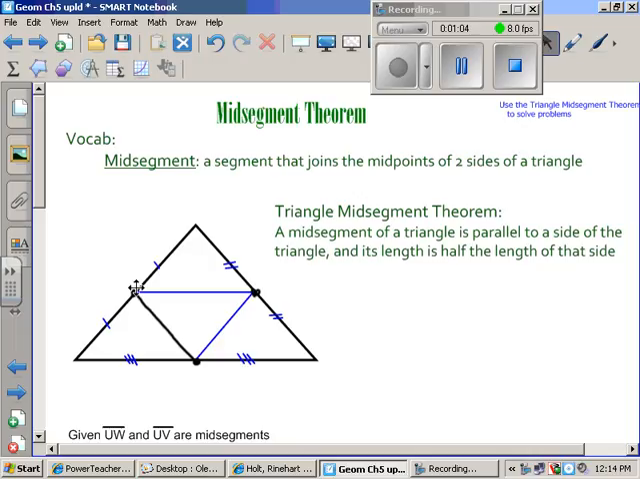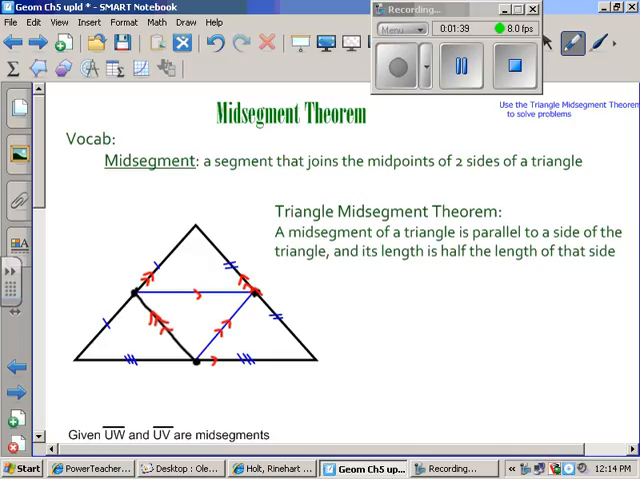Now, a midsegment has two characteristics. Okay, so put two little stars on your notes. The first one is that the midsegment is parallel to its opposite side. So this midsegment is parallel to that side. This midsegment is parallel to this side. This midsegment is parallel to this side. That's the first characteristic. The midsegment is parallel to its opposite side.